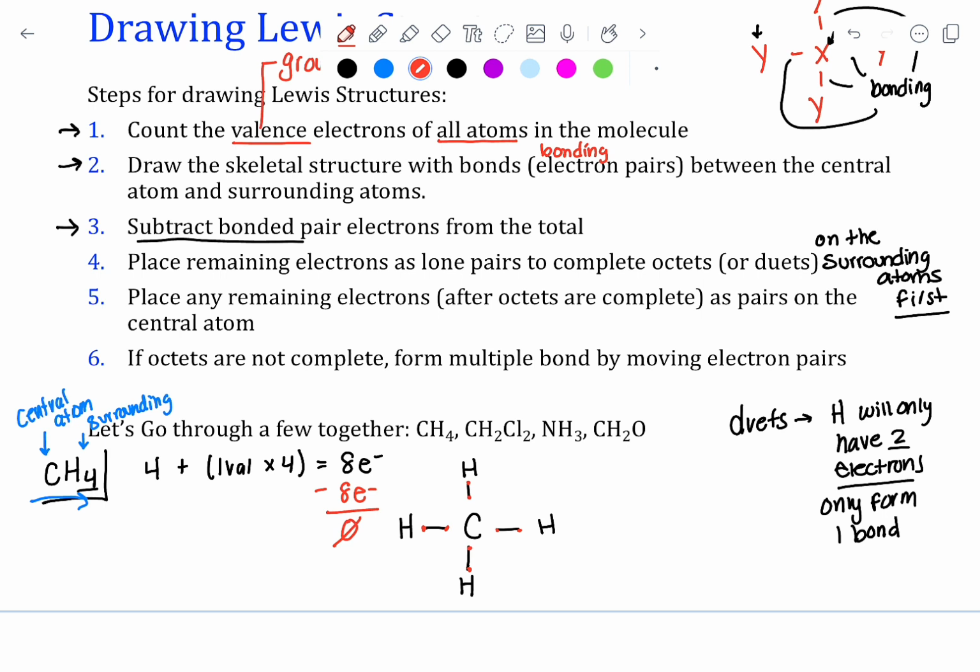Since I have no electrons left, I don't follow steps 4, 5, and 6. I don't need to, okay, because I don't have any remaining electrons. The last thing we can do is just double check that our octets are complete.